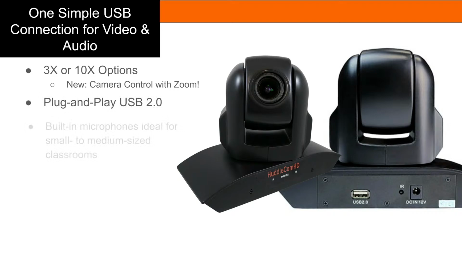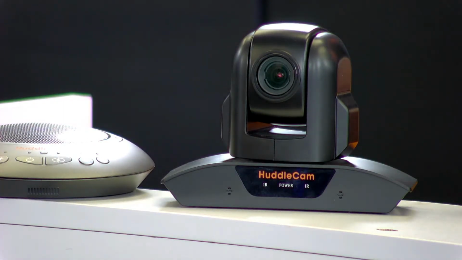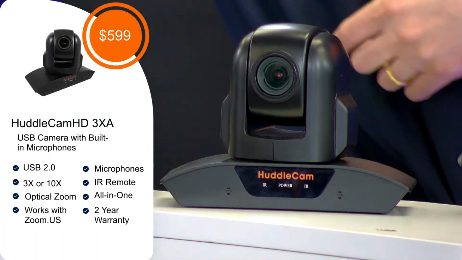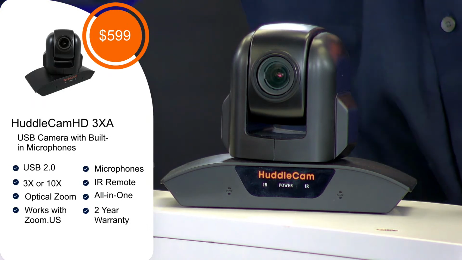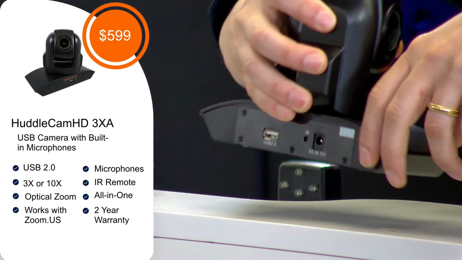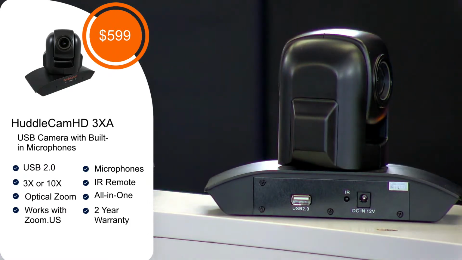Another one, which we have right here, is called the HuddleCam 3XA, and you'll notice that it looks almost the same as our 3X, except this time it's got built-in microphones. We've got two of them here, and it's perfect for small to medium-sized classrooms. Look at that beautiful sidebar. It has a plug-and-play USB 2.0 port there, so you plug it right in.